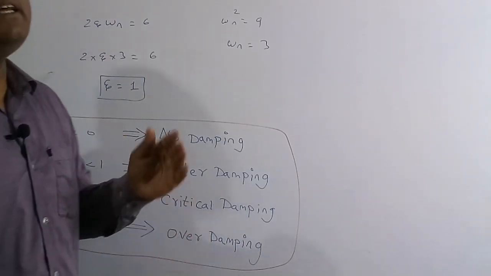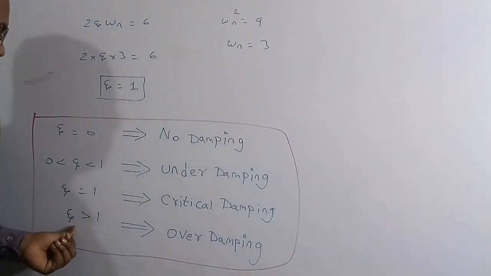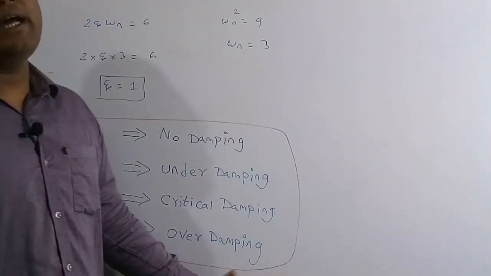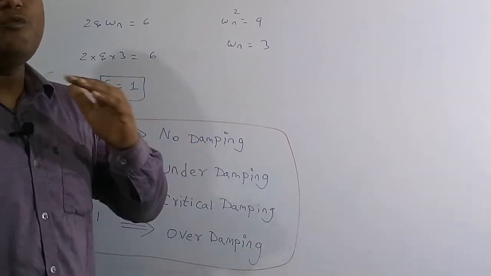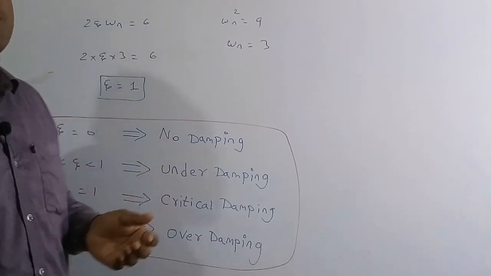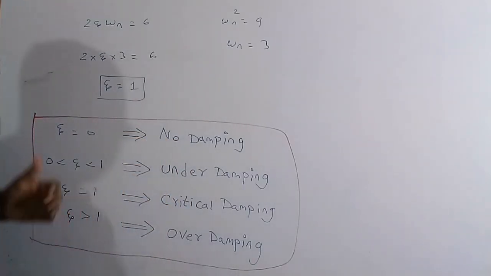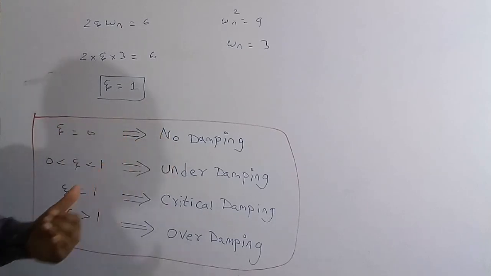In critical damping there will be no oscillations in the output. For zeta greater than 1 it is called over damping, meaning the oscillations will not be present but the system will be very sluggish, a slow response. So this tells us what damping we have for particular values of zeta.